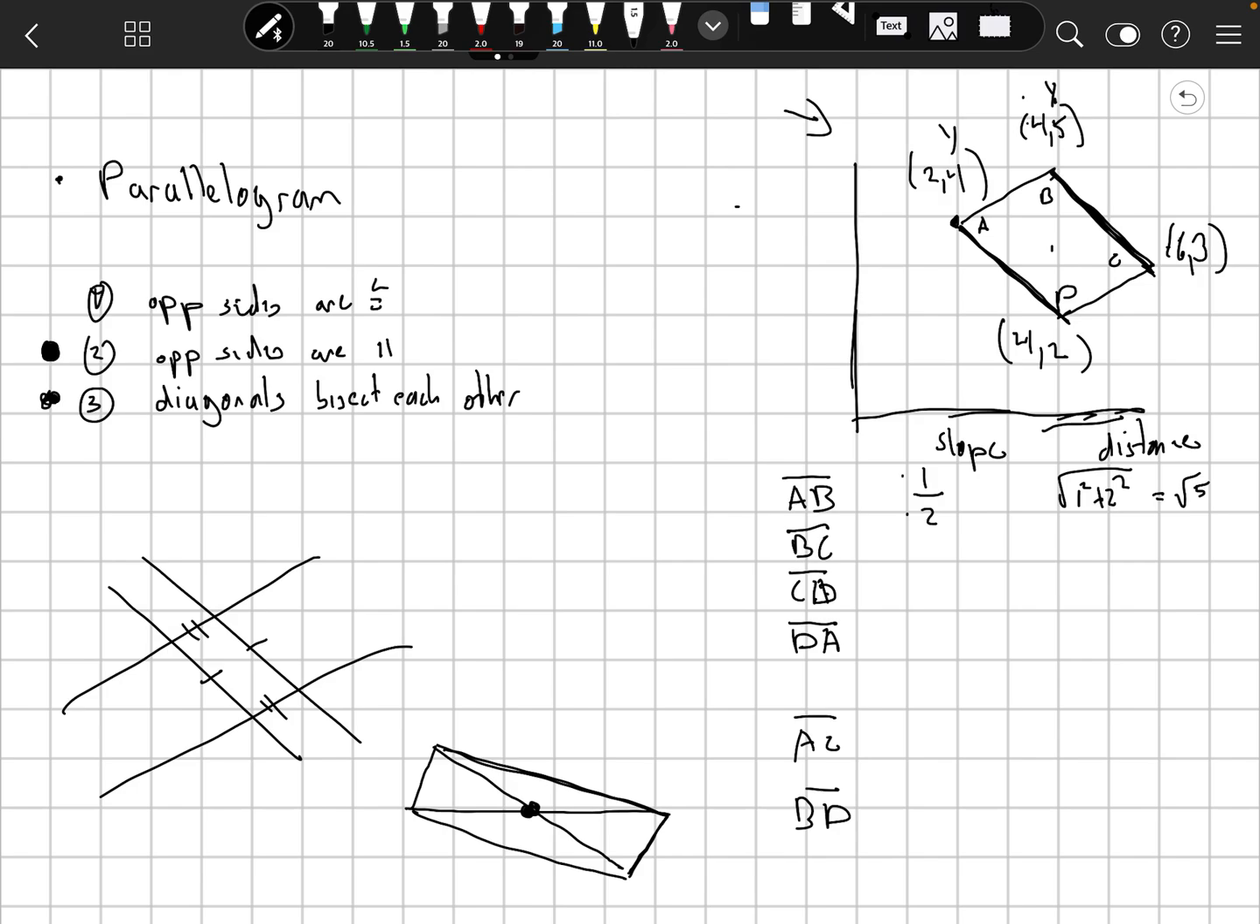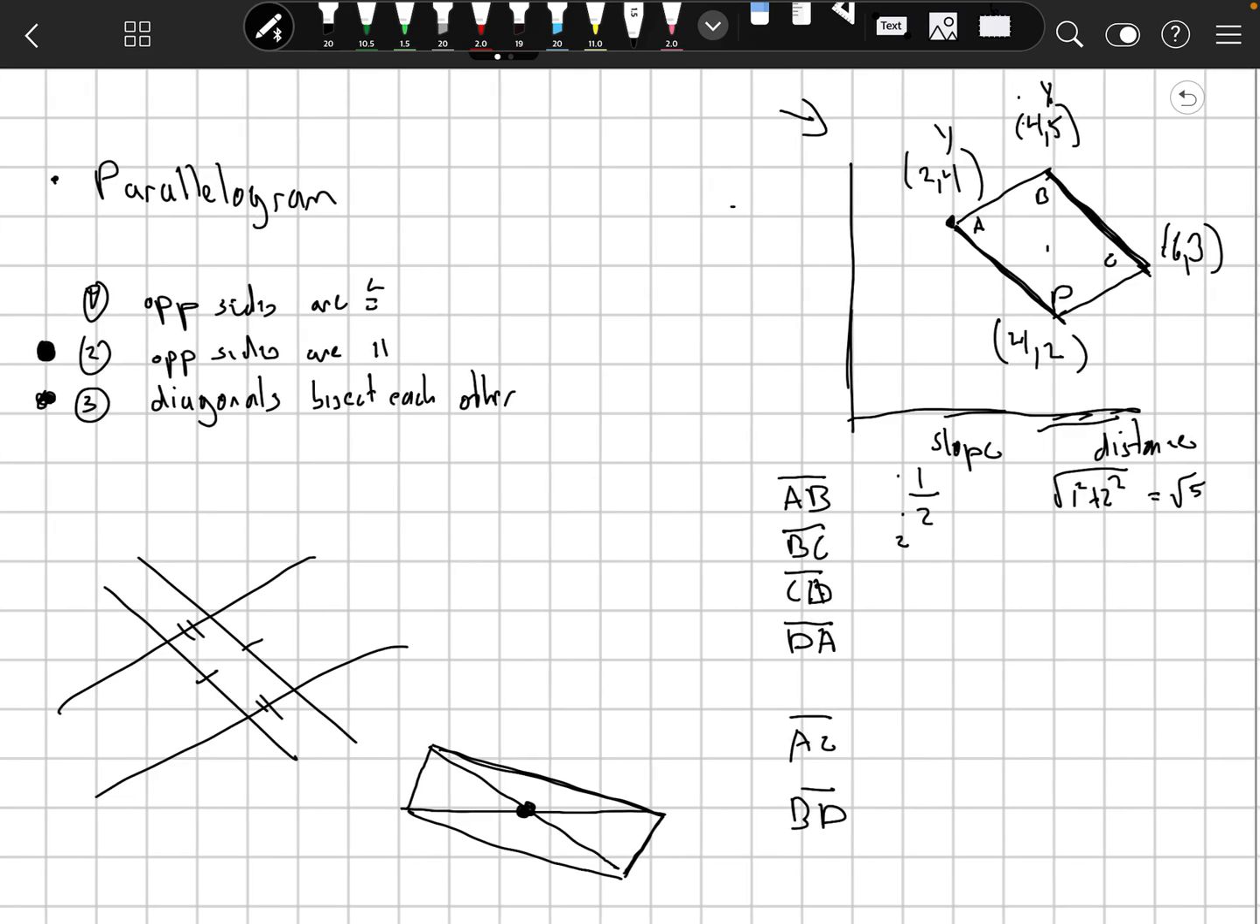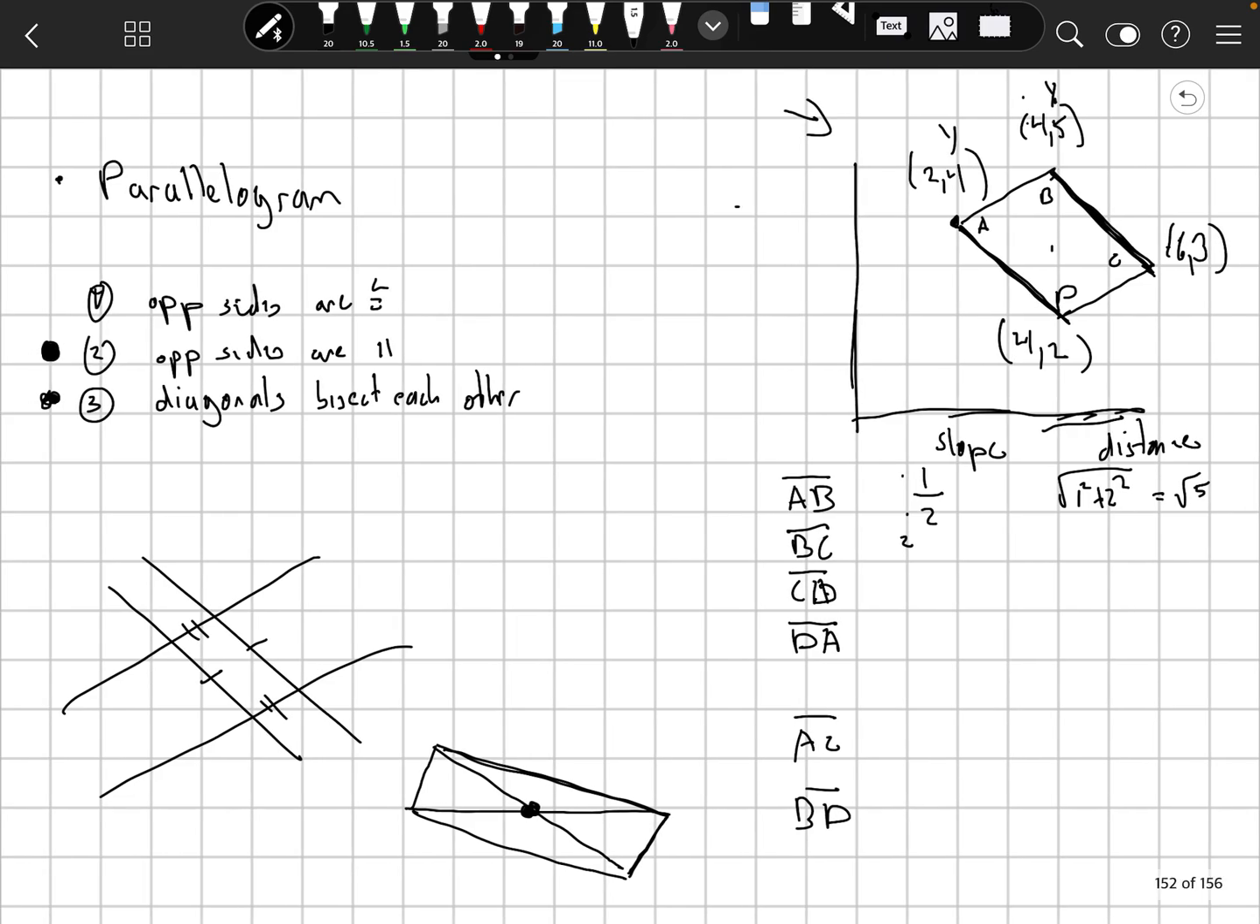Okay, let's take a look at BC. 5 minus 3 is 2. And 4 minus 6 is -2. So 2 over -2, that equals -1, slope of -1. And if we plug this in, 2 squared plus -2 squared, again we're just taking the legs of that slope triangle, and we get 4 plus 4, that's 8, square root 8.